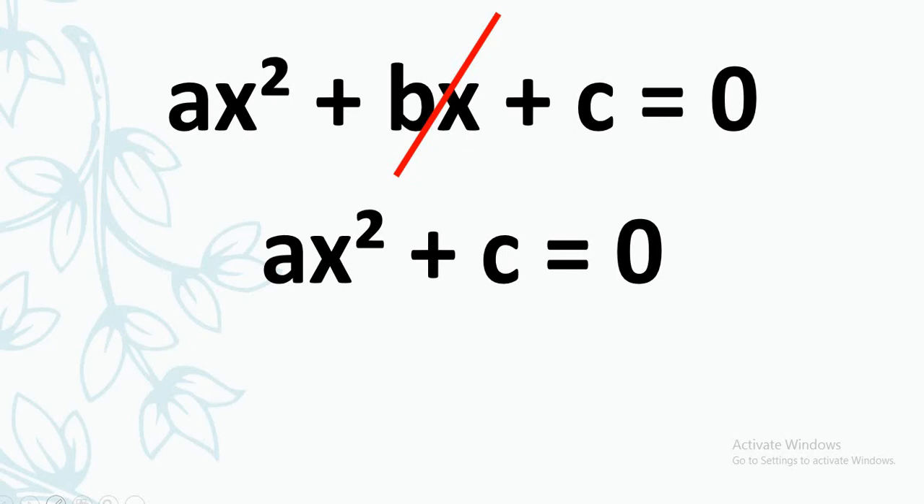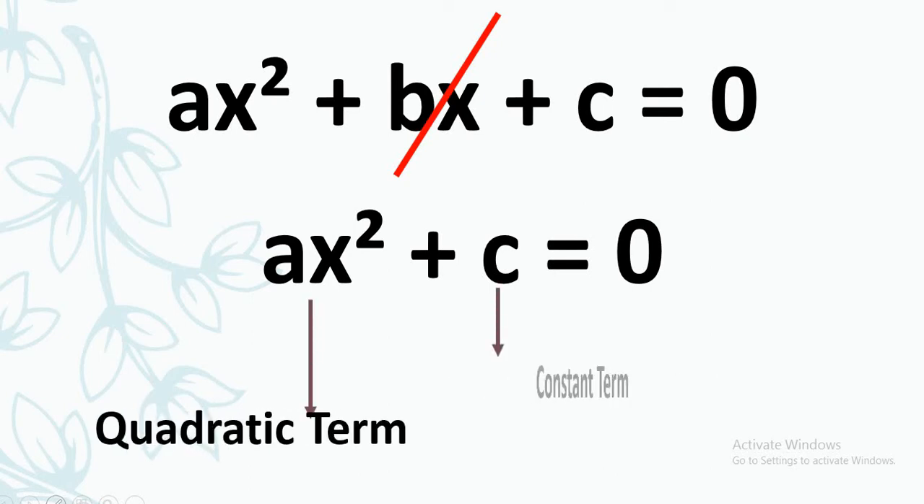So, how many terms do we have? Ilang terms na lang meron tayo? Okay, so we have 2 terms. Anong mga terms iyon? We have here the quadratic term and the constant term. So, ibig sabihin, kapag ang natira sa equation natin ay 2 terms, which are the quadratic term and the constant term, we will use now the extracting the square root.